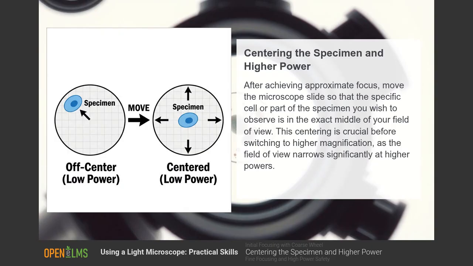Centering the specimen and higher power. After achieving approximate focus, move the microscope slide so that the specific cell or part of the specimen you wish to observe is in the exact middle of your field of view. This centering is crucial before switching to higher magnification, as the field of view narrows significantly at higher powers.